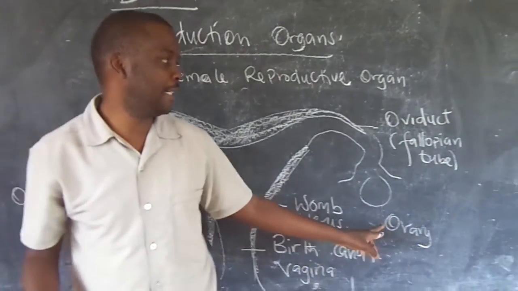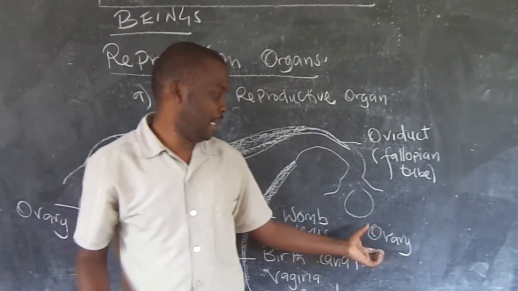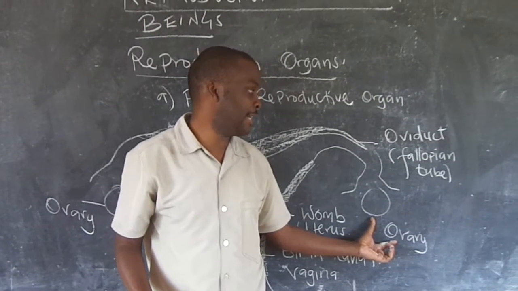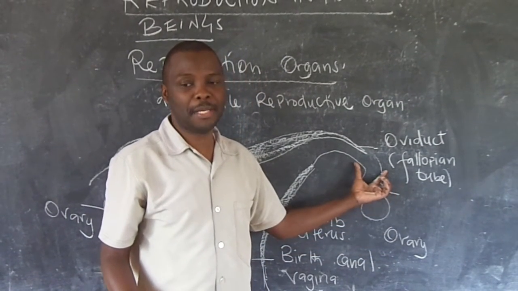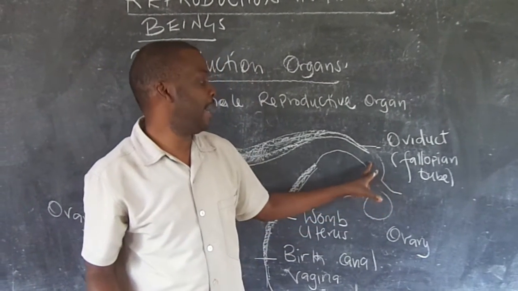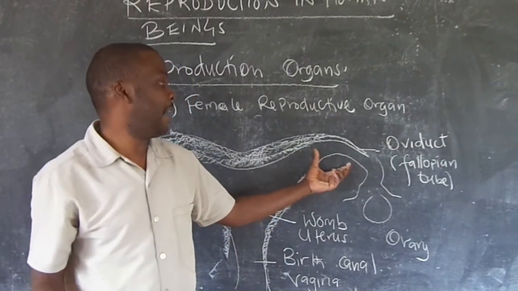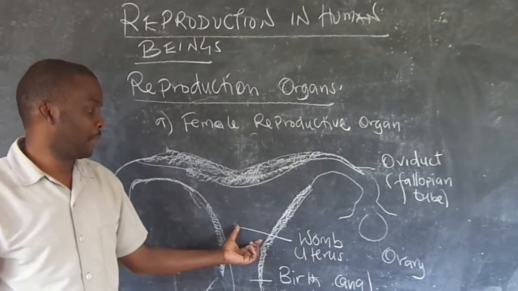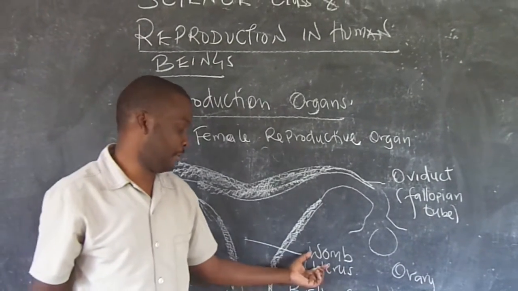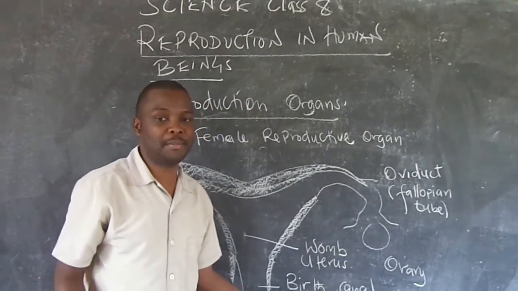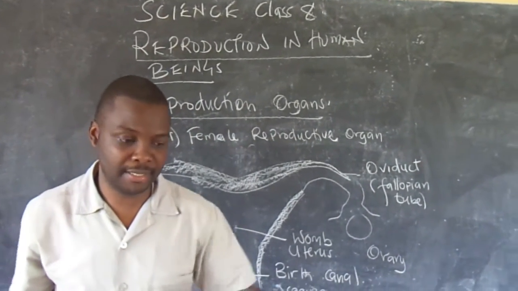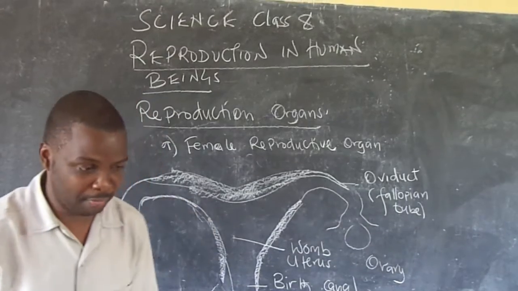So we have the ovary, where the production of female sex cells is done. From the ovary, we move to the fallopian tube, the passage where the eggs pass, and then from there, if the eggs are fertilized, they move into the womb, where the baby is formed, and then the birth canal, which means where the release of the baby normally takes place. I'll explain that one as we move on.